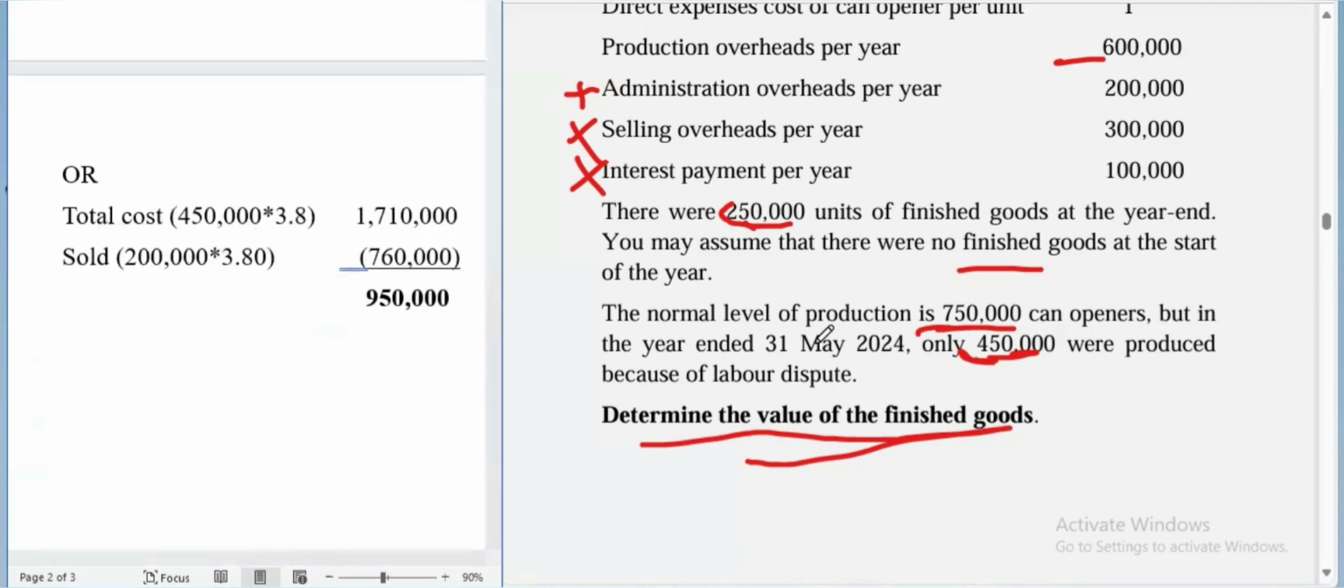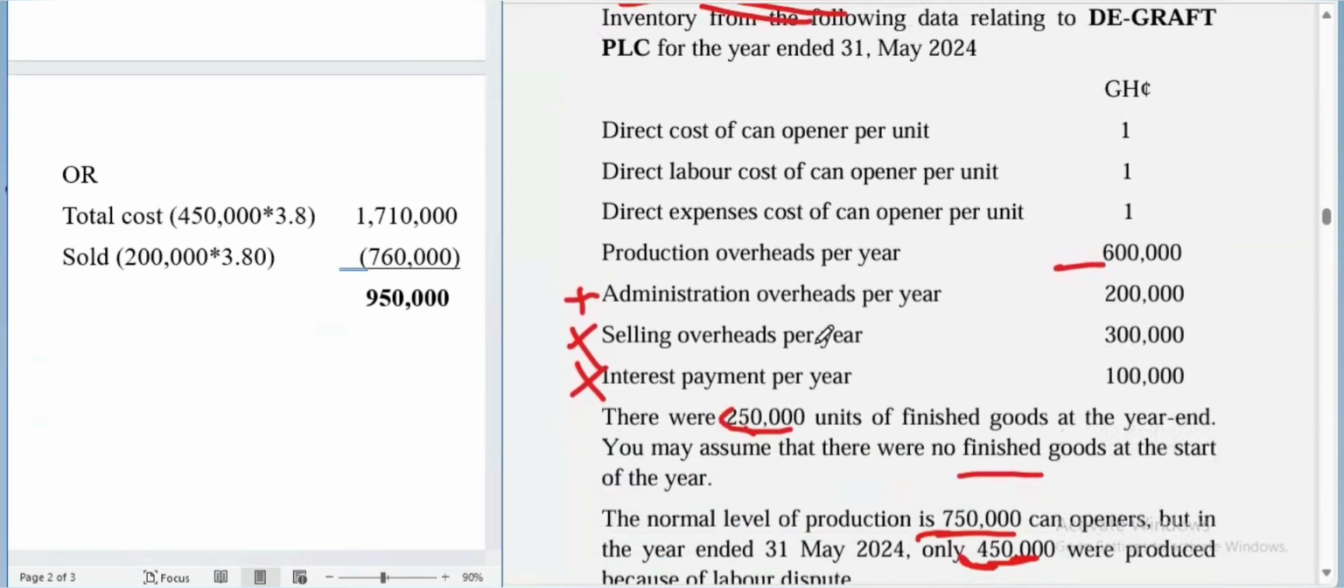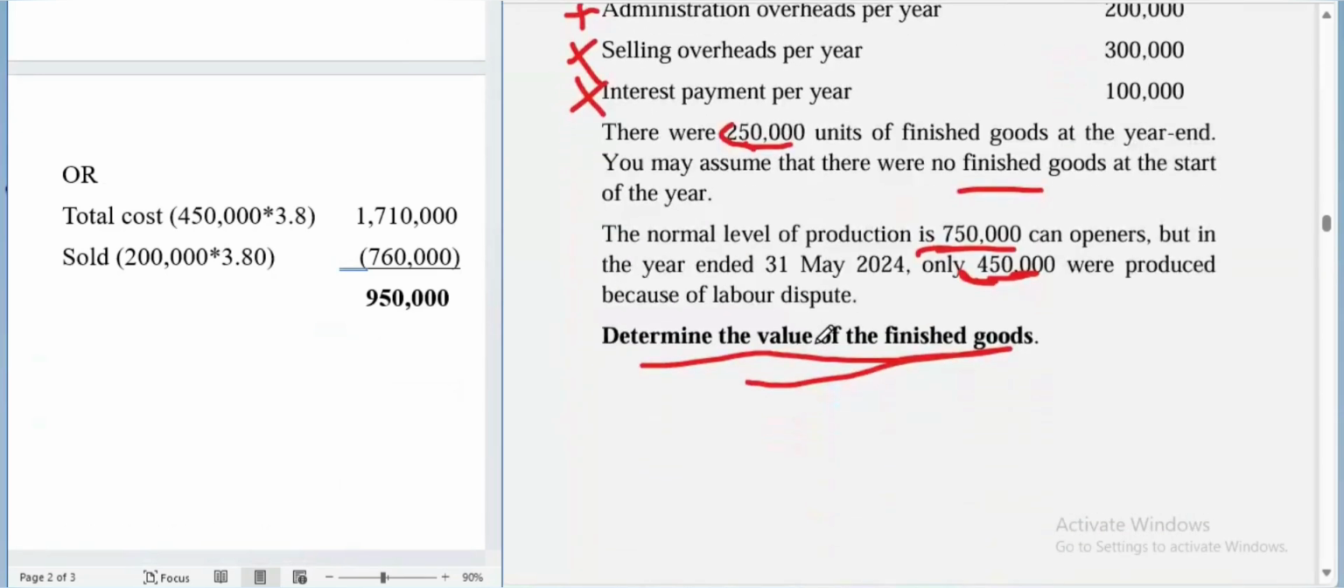So that's how we solve this question, the graphs PLC. Good. Now in part 4, we are going to look at the subsequent measurement of inventory, which will be at the lower of cost and NRV. And then we also look at our cost formulas still to come, our FIFO, and then the weighted average. So we look at the cost formulas and then the cost techniques in part 4.